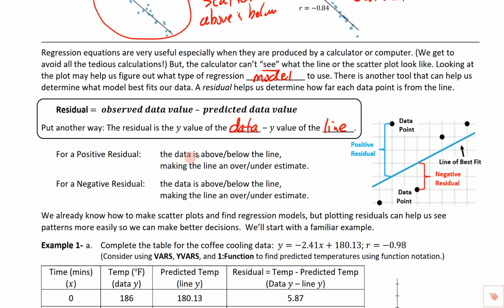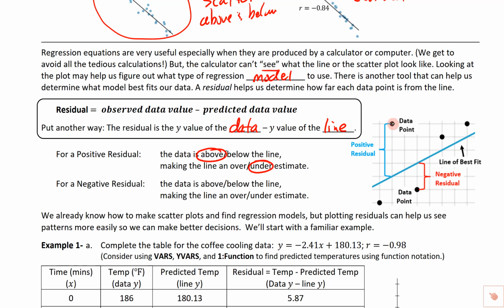It says the data is above or below the line. Well, the data point is actually above the line. So for a positive residual, the data point is always going to be above the line. And that makes the line, which would it be, an over or an underestimate? So the actual data point, the observed data point, is right here, and the predicted value would be down here. So the prediction is underneath the data point. So this makes it an underestimate.